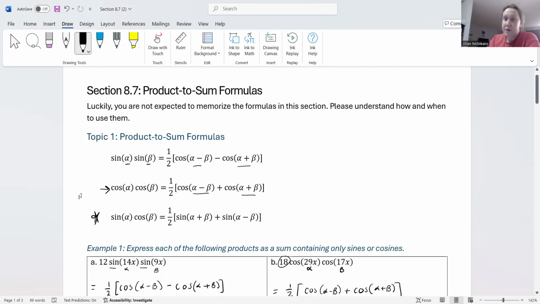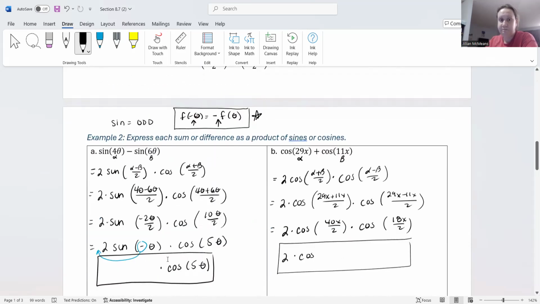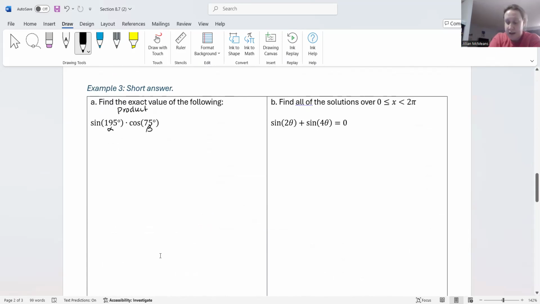So we have sine of alpha times cosine of beta equals 1/2 times sine of alpha plus beta plus sine of alpha minus beta. Okay? So let's write that out first. So this is going to equal 1/2 times sine of alpha plus beta plus sine of alpha minus beta.